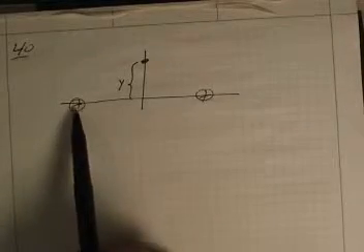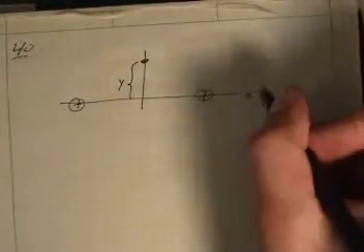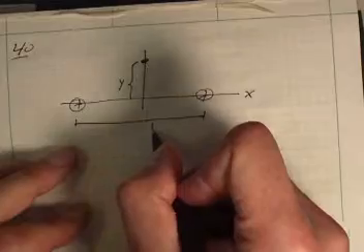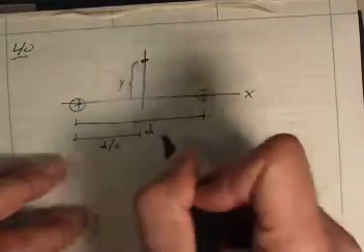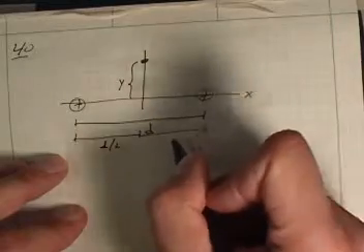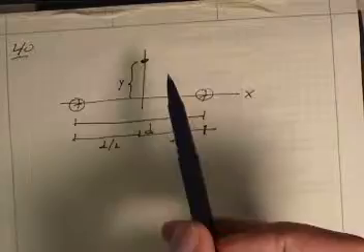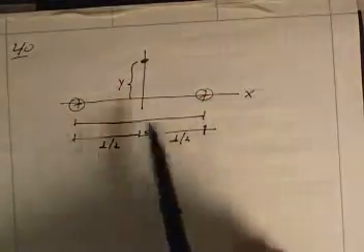Problem 40 has two infinite line charges oriented along the x-axis, as shown. There's a line charge here, and a distance d away on the x-axis is another line charge. Each one is placed symmetrically around the y-axis, at a distance of d over 2 here and d over 2 right there. The problem asks for the net electric field at a point y above the midpoint between the two line charges.